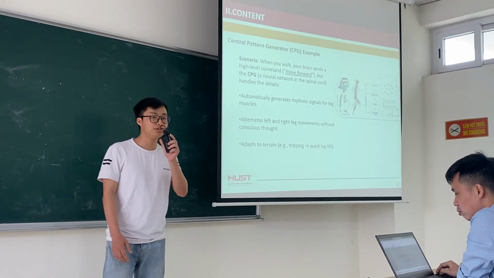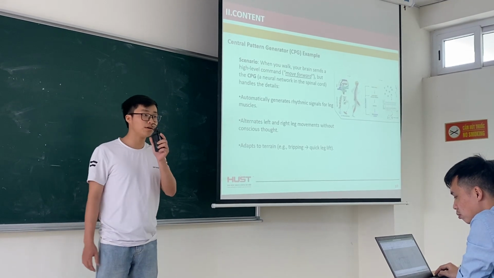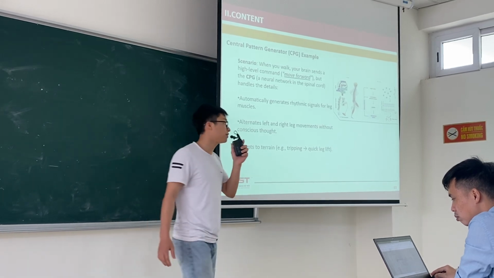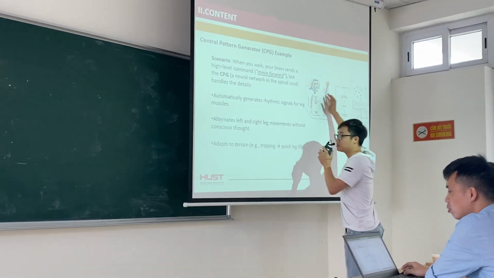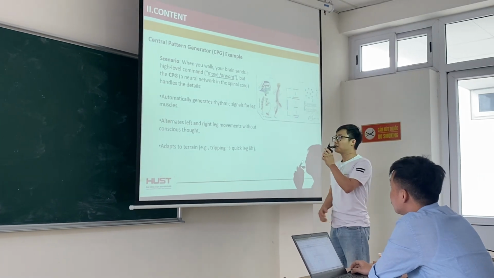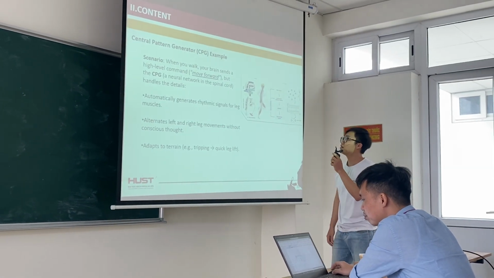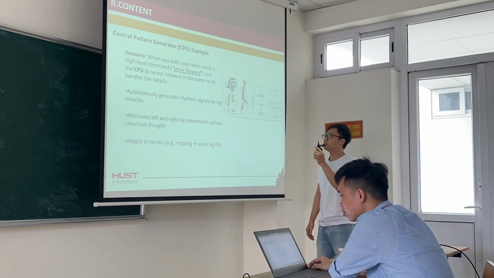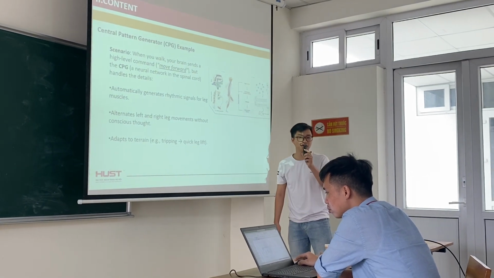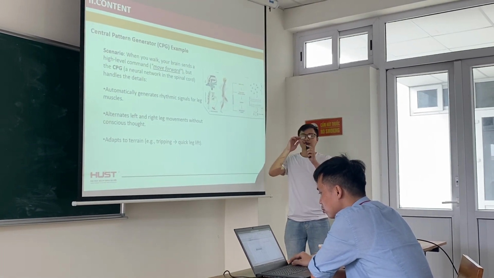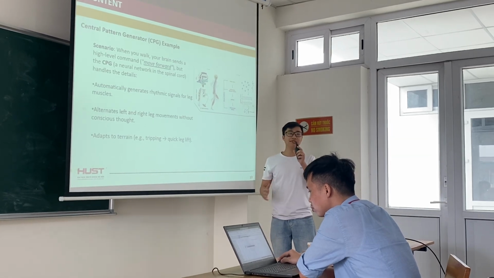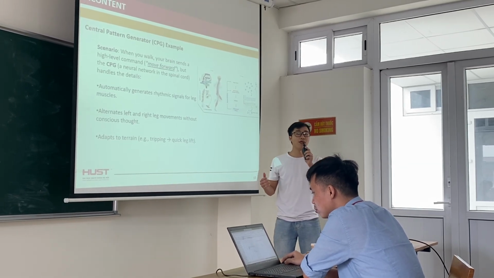In our body, CPG is a neural network that comes from the spinal cord. The spinal cord is this part of our body that generates rhythmic movement patterns, such as walking or running. And the important thing is that it doesn't require the brain to control every detail.